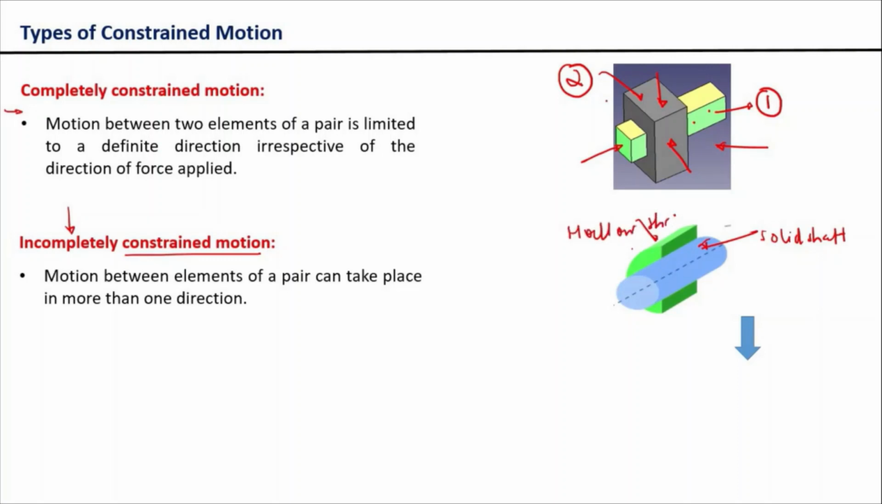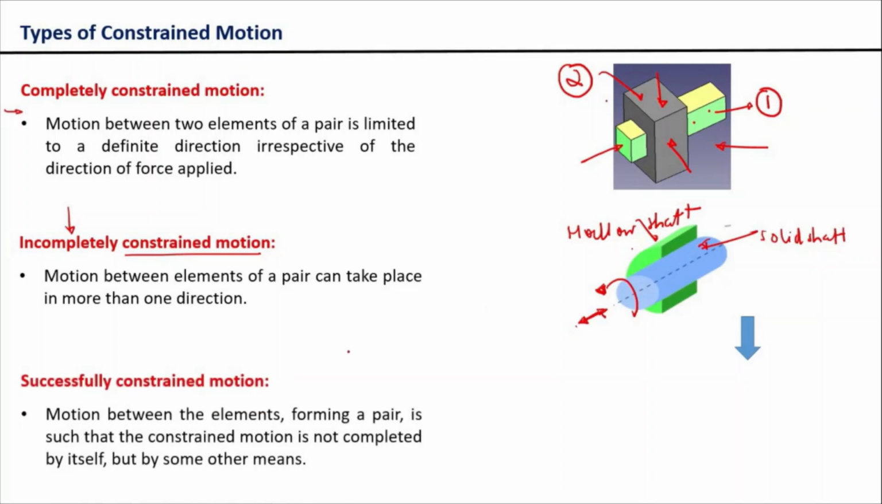Here you can see this cylinder can have a rotational motion and at the same time it can have a translational motion as well. So here the motion between these two links is in more than one direction. One direction is the rotational direction, another direction is the translational direction. Such type of motion is called incompletely constrained motion.